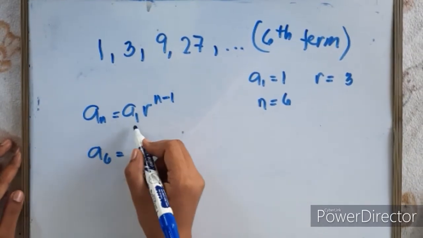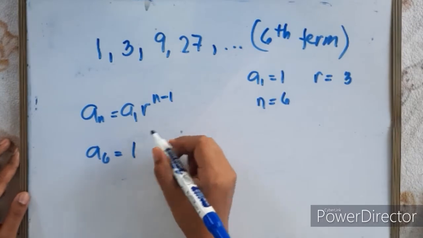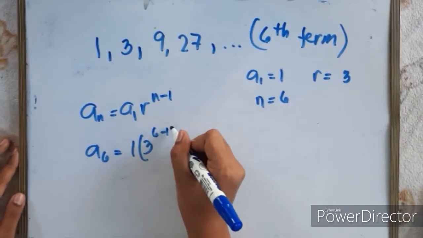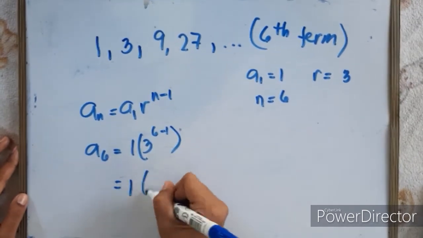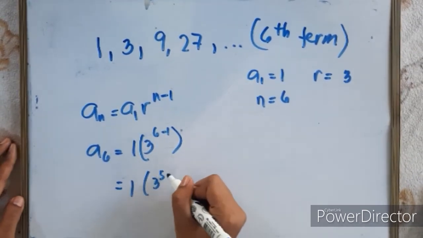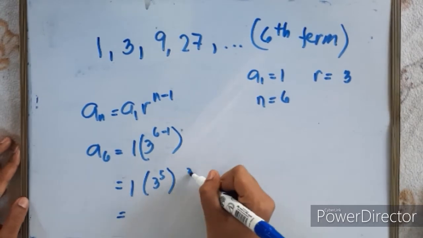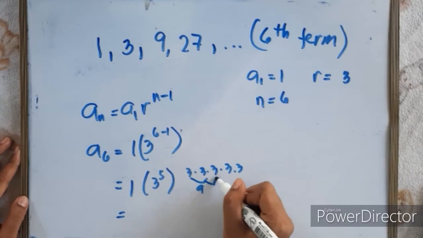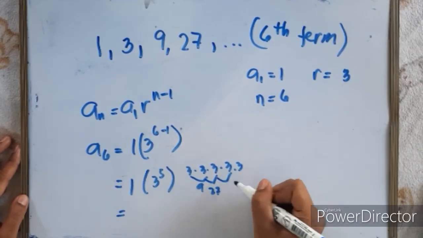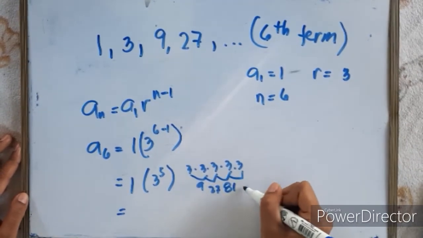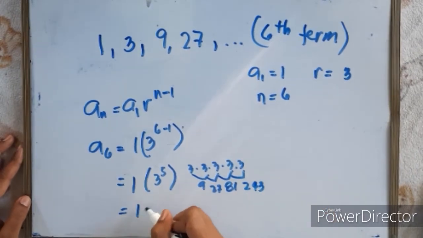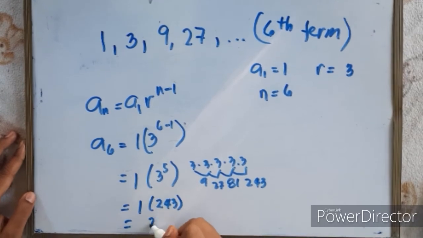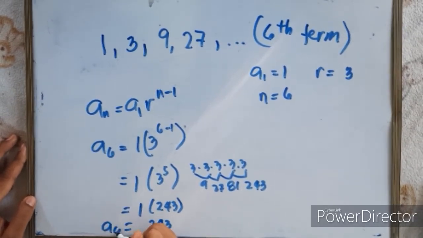Solving for the sixth term, a sub 1 is 1, r is 3 to the power of 6 minus 1. Okay, 1 times 3 to the power of 5. That is 3 times 3 times 3 times 3 times 3. That is 9, 27, 81, 243. Okay, that is 1 times 243. The sixth term of the sequence now is 243.